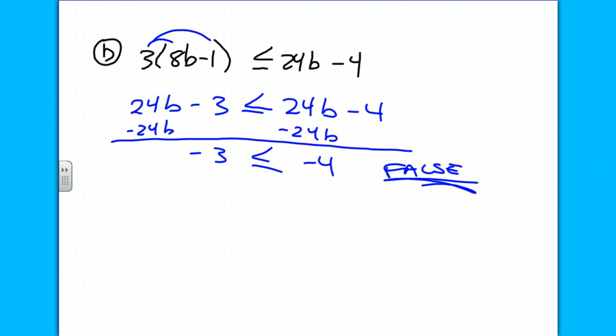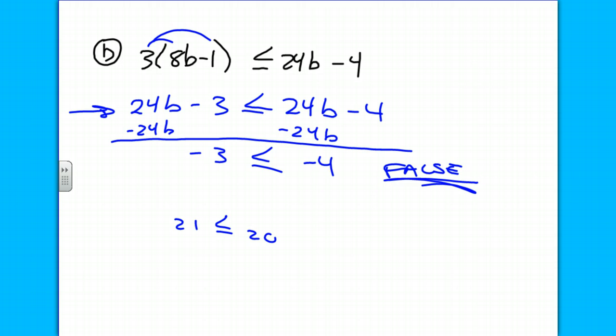So let's go back up to this line again. If we plug in 0, we get right back to this bottom line, right? Negative 3 is less than negative 4. It's not true. Let's plug in just one positive number. What is 24 minus 3? 21. And what is 24 minus 4? 20. And is the statement true when we plug in 1? You see the statement is false.